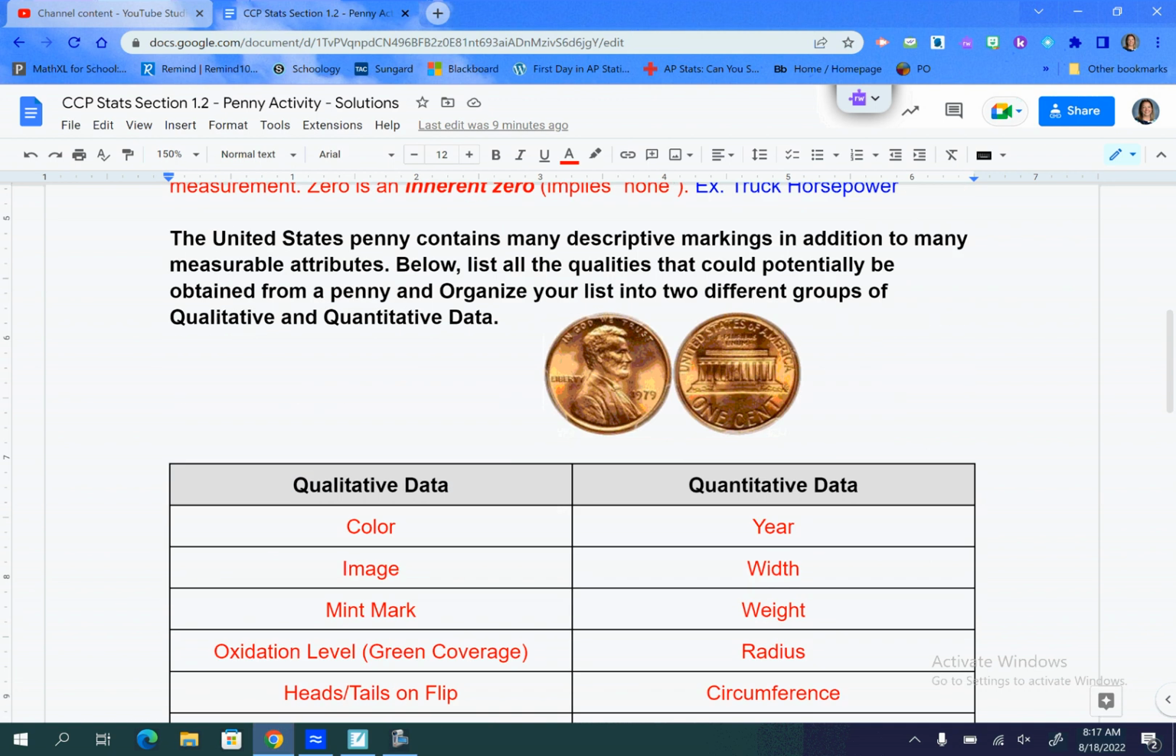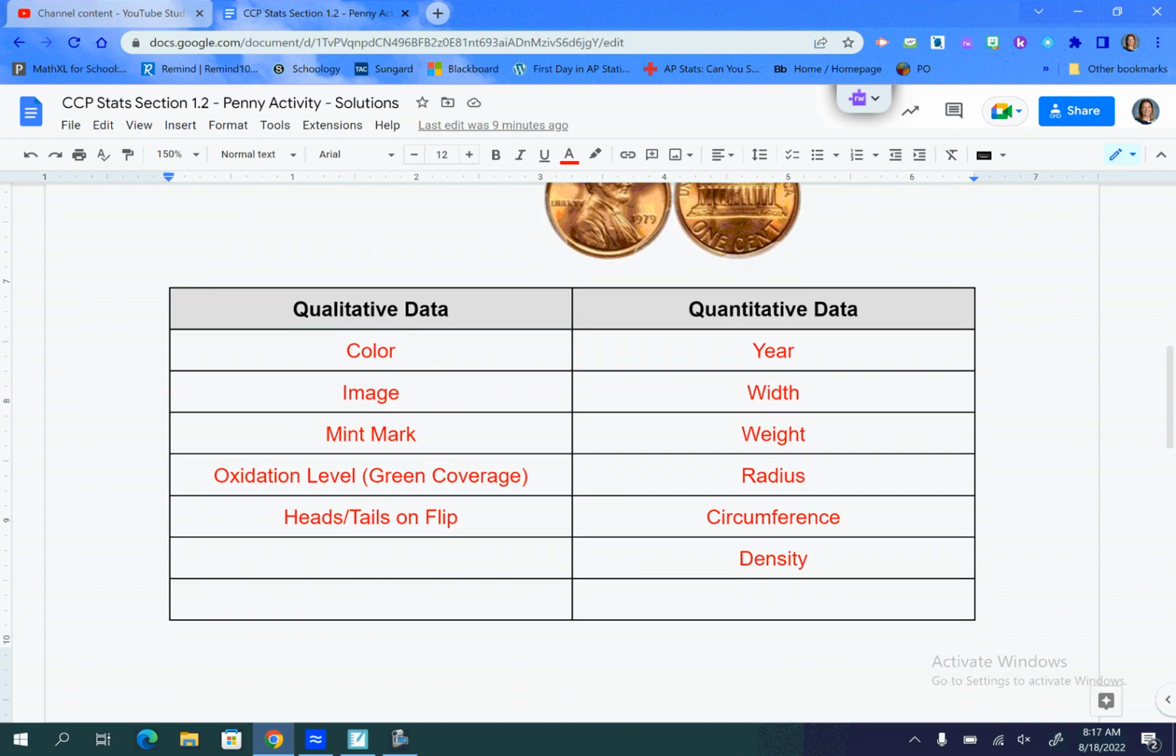Okay, so hopefully you had a few of these. I maybe have more than you have in your chart here. Maybe you have more than me. If there's something you guys have that I don't have, you can let me know.